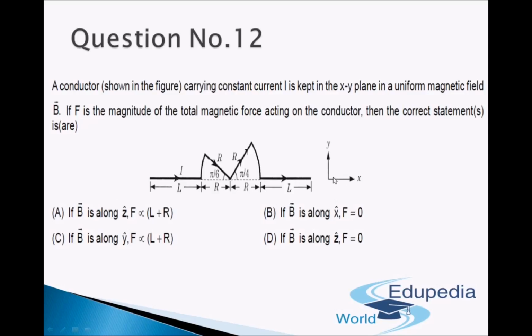If B is along the X direction, then L cross B will become 0 because L and B will be parallel. Now Y and Z are equivalent from this perspective because this is along the X direction. So if B is along the Y direction, still L cross B will not be 0, and in fact it will be proportional to L plus R. So the answer for this question will be option A, option B and option C.